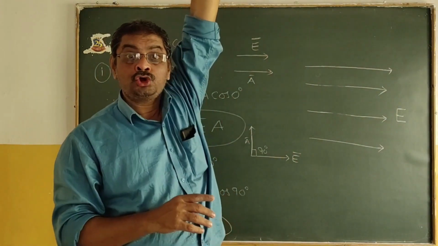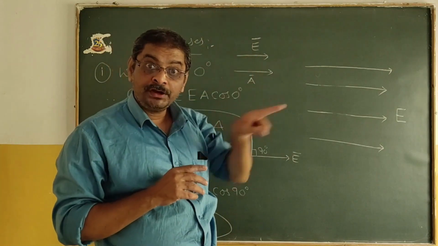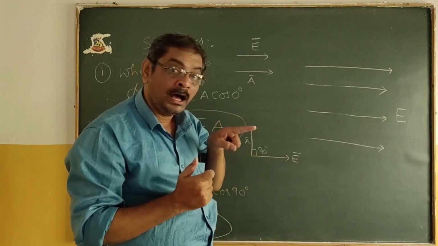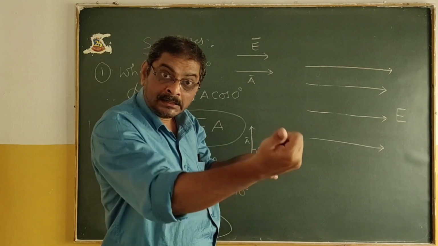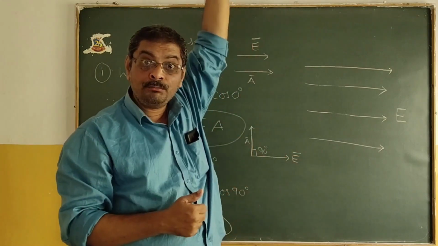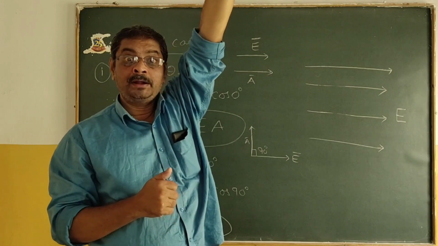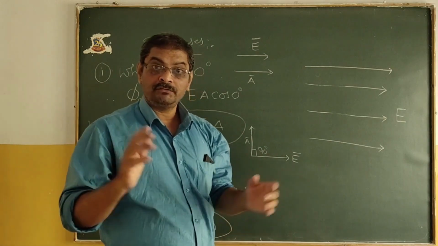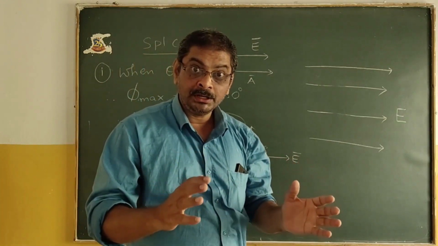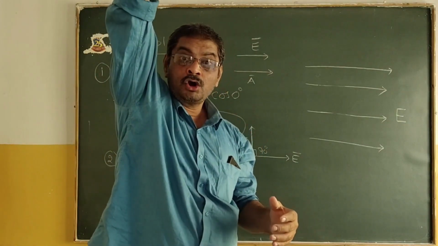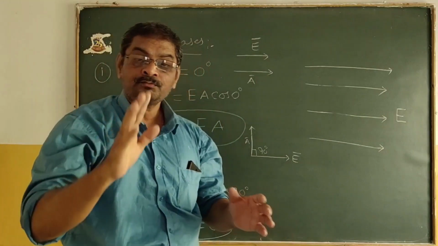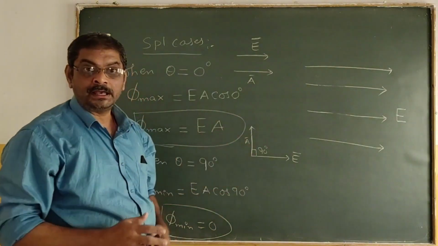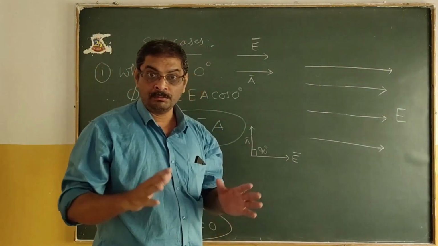On the other hand, whenever the field vector and the area vector are mutually perpendicular to each other, then the angle between them will be 90 degree. That's the reason why cos 90 degree will be equal to 0. That's the reason why the electric flux will also become 0.